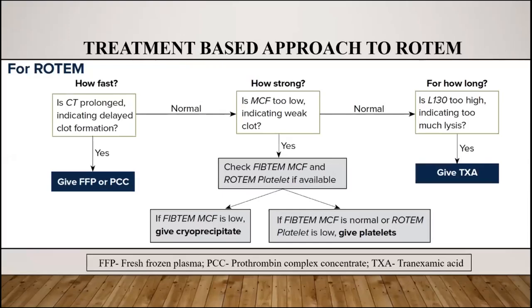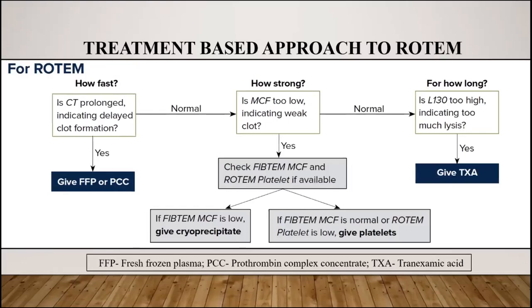Now coming to the treatment-based approach for ROTEM, it remains exactly the same way as we did in TEG. In TEG, we asked three questions: how fast, how strong, and subsequently how long. But the only difference between TEG and ROTEM will be your nomenclature. So you need to be very thorough with your nomenclature. For how fast, we will be seeing here the clotting time. In ROTEM, if the clotting time is prolonged, then you have to give FFPs and prothrombin complex to this patient.